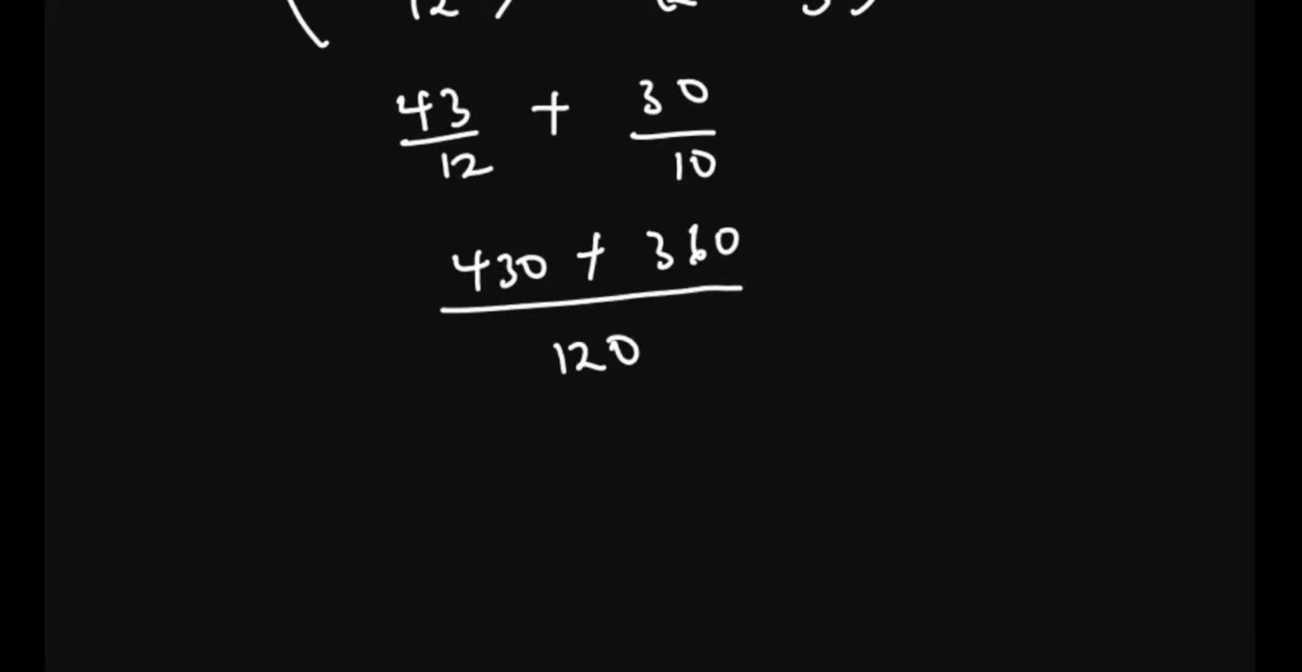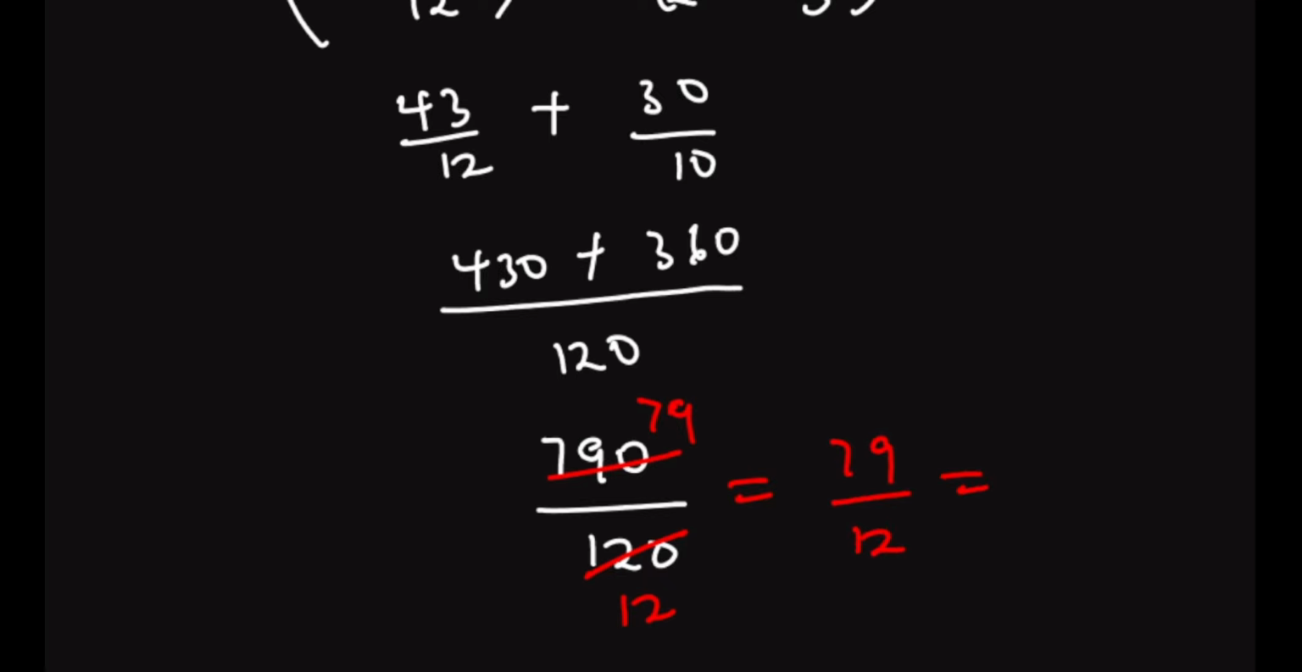So now we have this fraction here. We simplify the numerator. 430 plus 360 gives us 790 all over 120. We can use 10 to divide both sides. So 10 divides the 120 12 times and divides 790 79 times, and this is going to be equal to 79 over 12, which is going to be equal to 6 whole number 7 over 12.